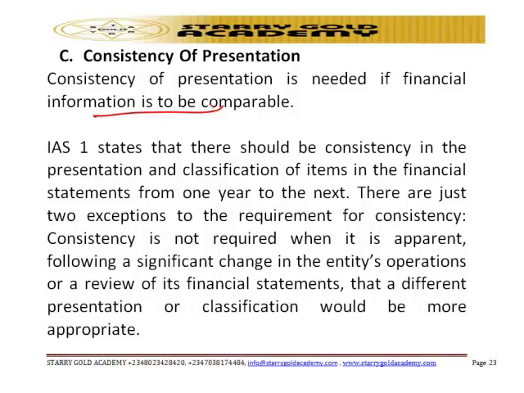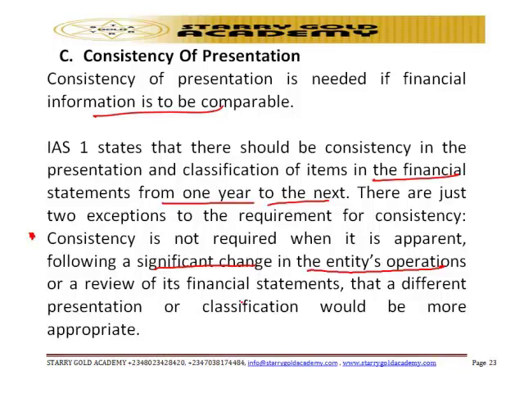I just want to say that there should be consistency in the preparation and classification of items in the financial statement from one year to the next. There are just two exemptions to the requirement for consistency. The first exemption is where consistency is not required when it is apparent following a significant change in the entity's operation. So when there is a change with respect to the operation of the business, then the consistency would be affected. Do you get that now?